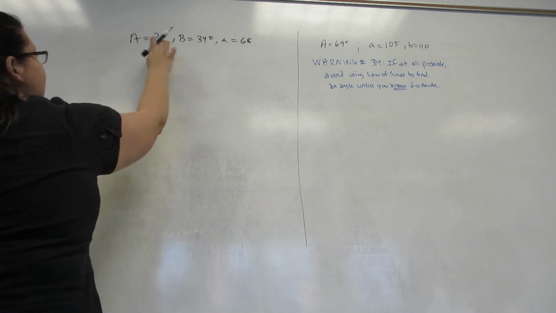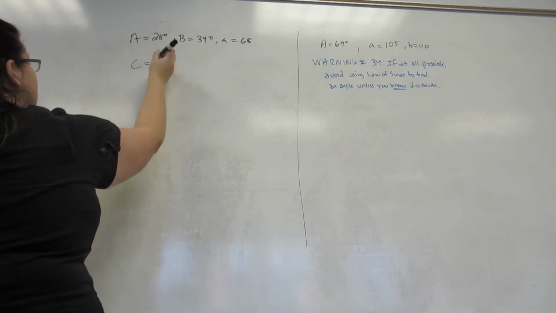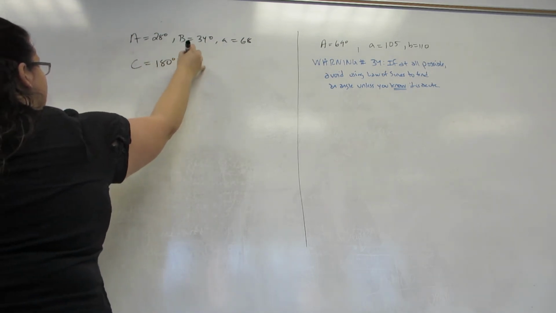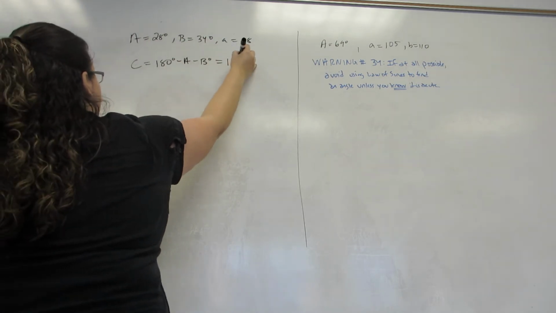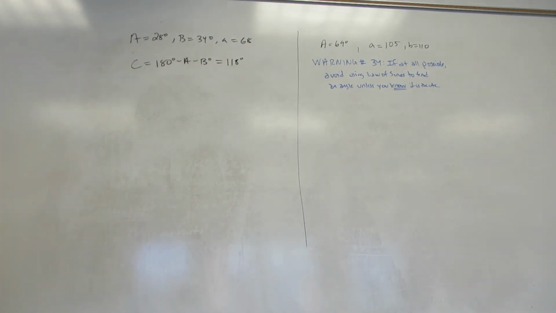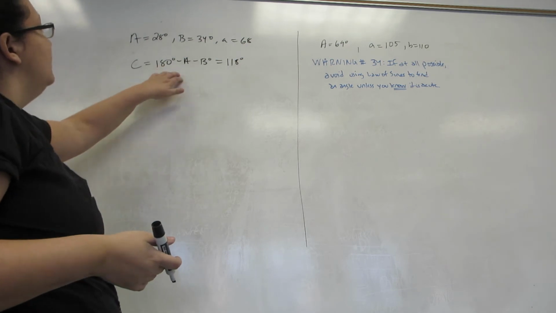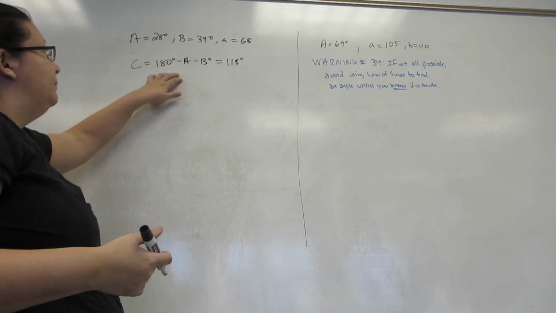So here, I give you 2 angles, which means I can immediately get the third, because they must all add to 180. So the third angle must be 118 degrees. Now, I want to go after the 2 sides, okay? It does not matter which one you do first.